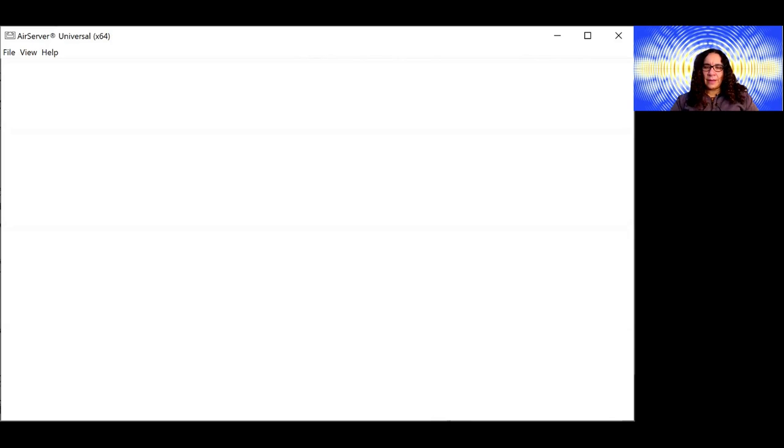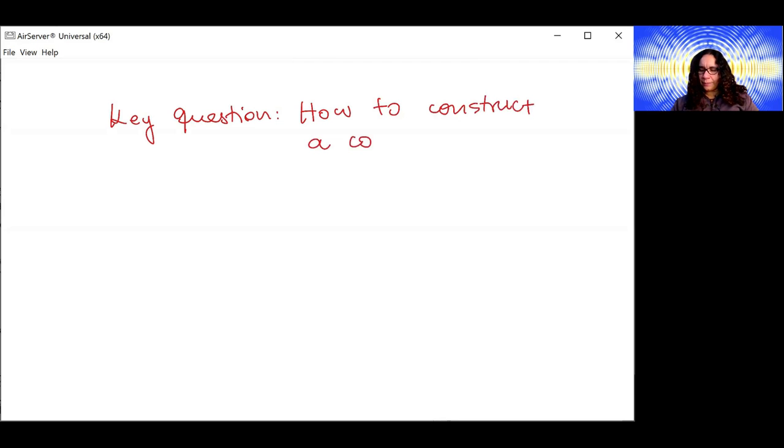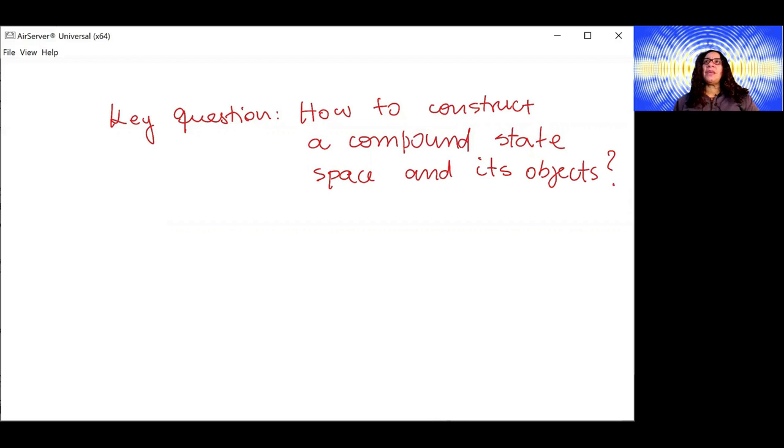So the key question that we would like to ask is how to construct a compound state space and its objects, mathematically speaking, operators, state vectors, etc. So let's have a look at what we are given.